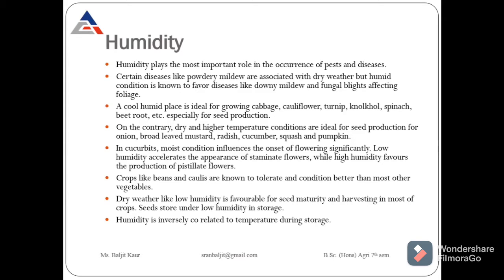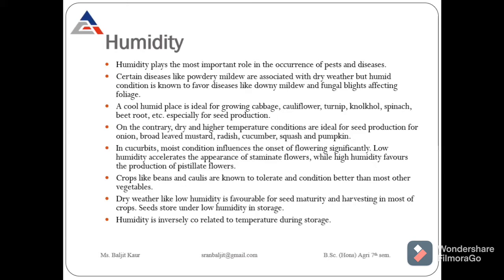Right. So in dry weather, if humidity is very low, then powdery mildew diseases can attack the vegetable crops, and in very humid conditions, some diseases like downy mildew and fungal blights may attack the vegetable crops. So a cool humid place is ideal for growing cabbage, cauliflower, turnip, knol khol, spinach, beetroot, and these crops, and especially for the seed production, right?